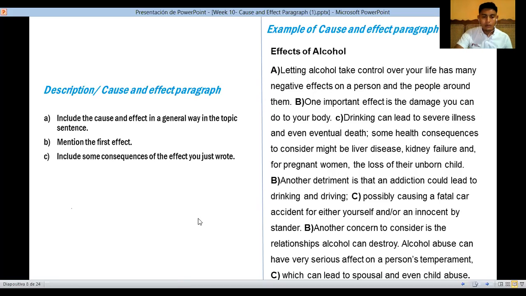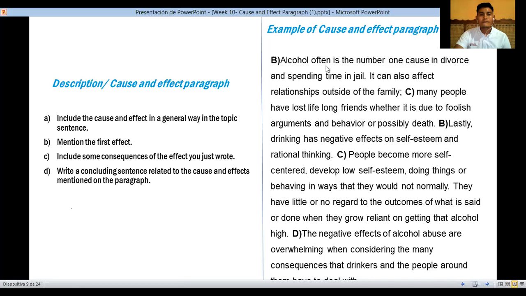I want a volunteer to read this one. Please help me to read it. Just one.